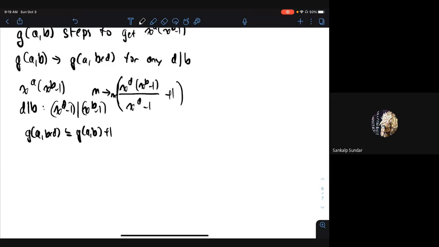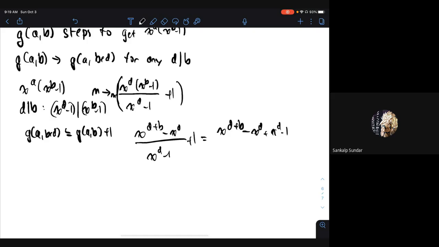So we go from m. Since x to the a, x to the b minus 1 divides m, we have m times x to the d, x to the b minus 1 over x to the d minus 1. And that's just because x to the d minus 1 also divides this. Then when we do this, the inner part is x to the d plus b minus x to the d over x to the d minus 1, plus 1. And that's equal to x to the d plus b minus x to the d plus x to the d minus 1 over x to the d minus 1. And the reason we multiply by this is just because we have a factor of x to the d, x to the b minus 1.